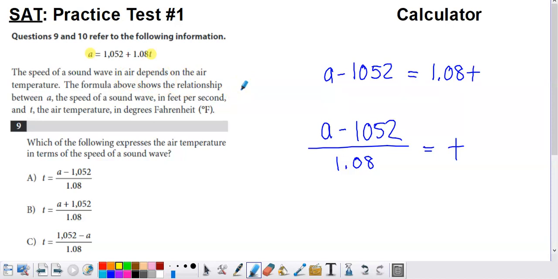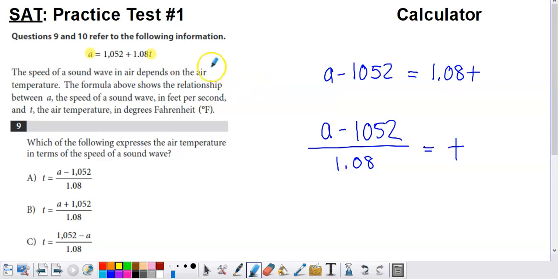So you're going to have to make sure that when you isolate T, you're undoing the order of operations. You're going to undo the thing that's separated from the T through addition or subtraction first, and then you're going to undo the multiplication, right? So when you undo the order of operations, undo the addition or subtraction first, then undo the multiplication.